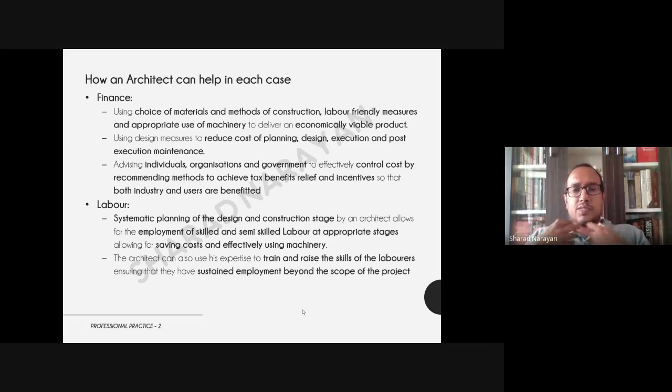The architect can also use his expertise to train and raise the skills of the laborers, ensuring that they have sustained employment beyond the scope of the project. This happens in the case of, let's say, unskilled laborers. Now, the architect, upon his discretion, can choose to invest a lot more time in terms of enhancing the skill set of the laborers. This would involve a hands-on approach from the architect, where he gets directly involved with the construction aspect itself.